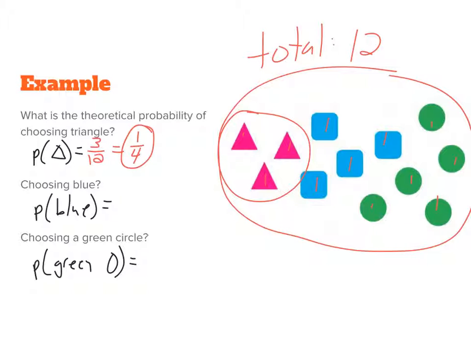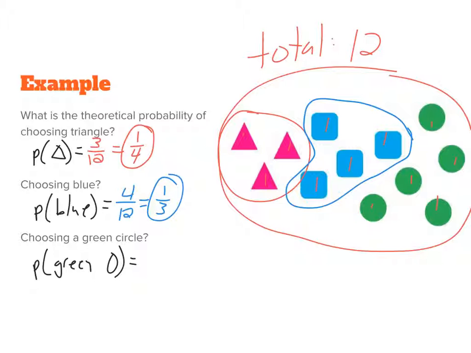For choosing blue, we need to figure out how many shapes are blue. Well, it's these ones right here, and there's 4 of them. So there's 4 blue over a total of 12. And if I simplify that down, the probability of choosing a blue shape is 1/3.